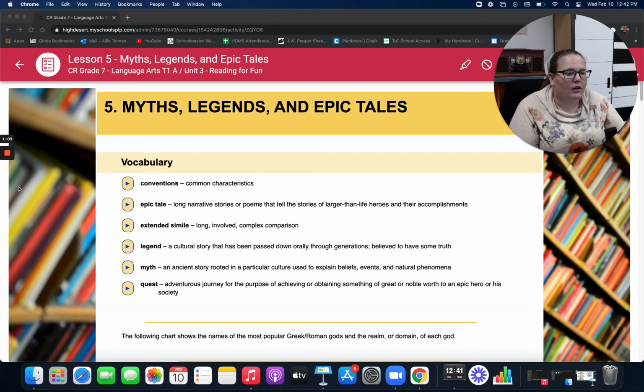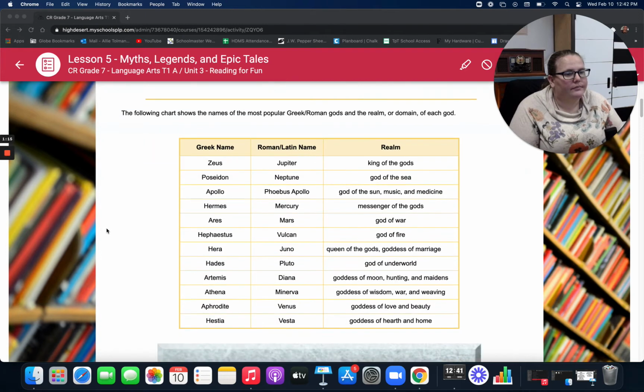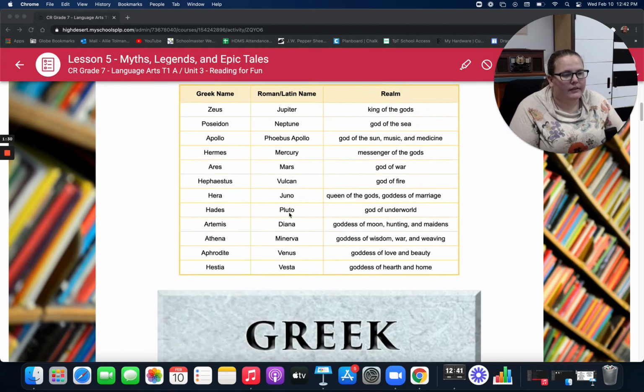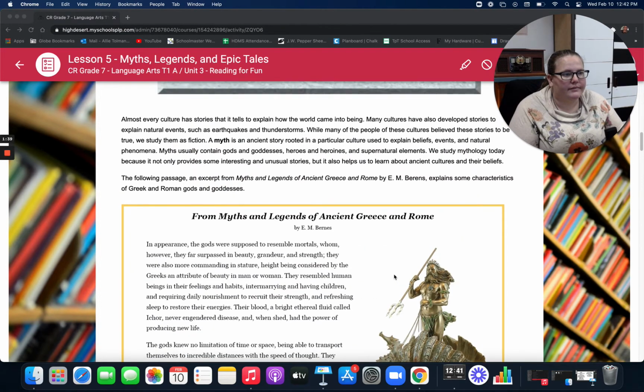The following chart shows some of the names of the popular Greek and Roman gods and the realm or domain of each god. So here's the Greek name, Zeus, and then their Latin name is Jupiter, and where they reside, where they live. He is the king of the gods, so he lives on Mount Olympus, generally. Here's a wonderful little click through that you can start here and start clicking through, and it'll take you through some of the Greek and Roman gods.